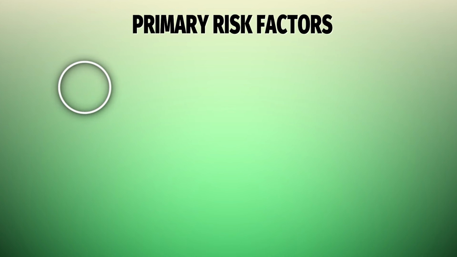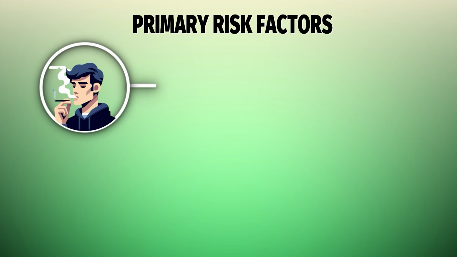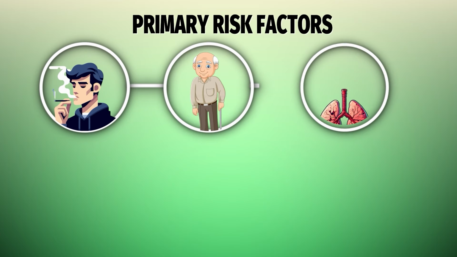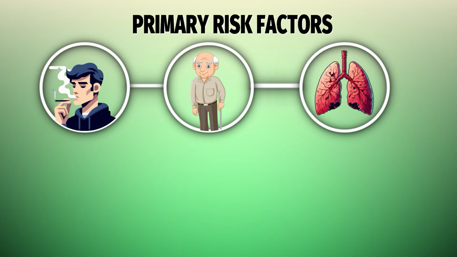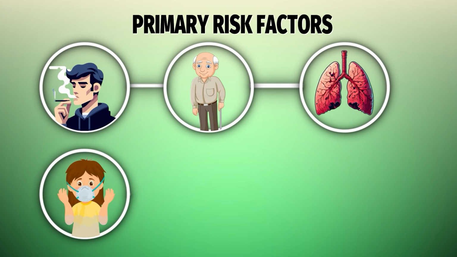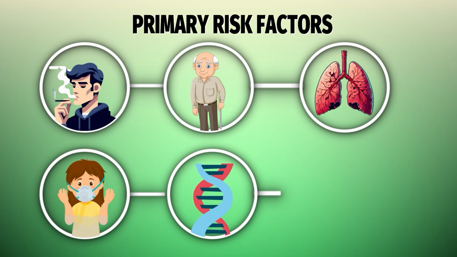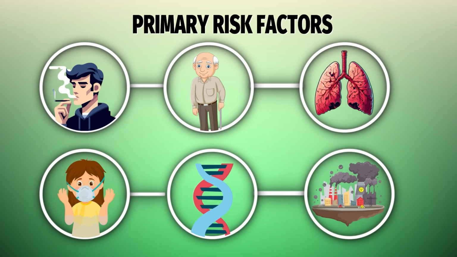Primary risk factors. History of cigarette smoking is the greatest risk factor. Increase in age. Exposure to toxins and inhalation of lung irritants. Occupational exposure to dust pollutants like asbestos and chemical fumes. Genetic factors like deficiency of alpha-1 antitrypsin. Living in a polluted area.